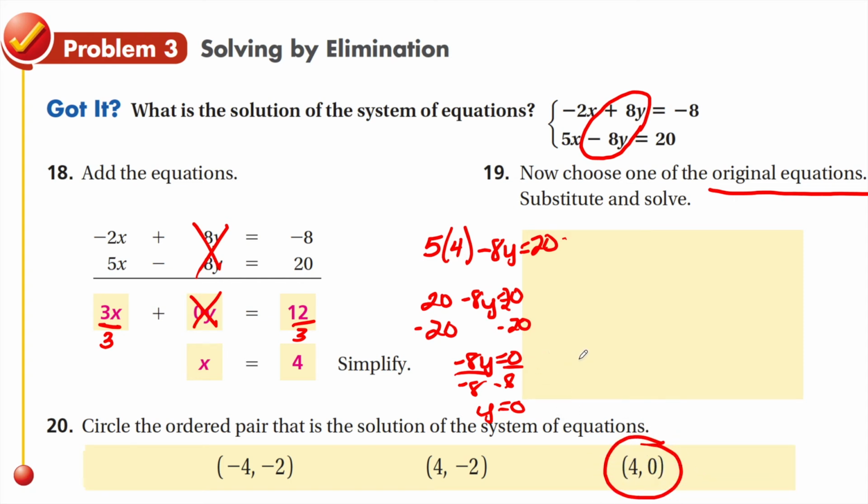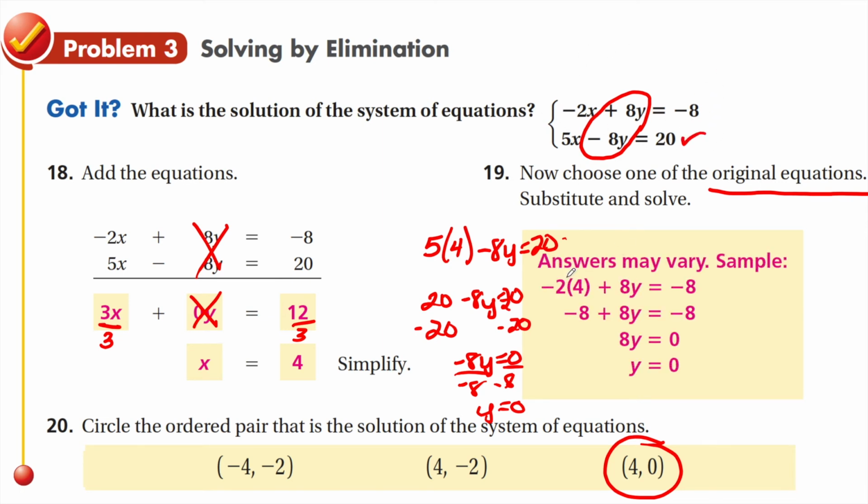But just to prove that it does not matter which one of these equations that you choose, it just needs to be an original equation, I chose the bottom portion. Pearson chose the top. So when they plugged it in, they plugged the x next to the negative 2. So we get a negative 2 times 4 plus 8y, and then they solved it out the exact same way. They got the exact same answer. So it doesn't matter which one you plug it into, you just have to choose one of the originals to do. And both of them gave us the solution answer, which is going to be that 4, 0.